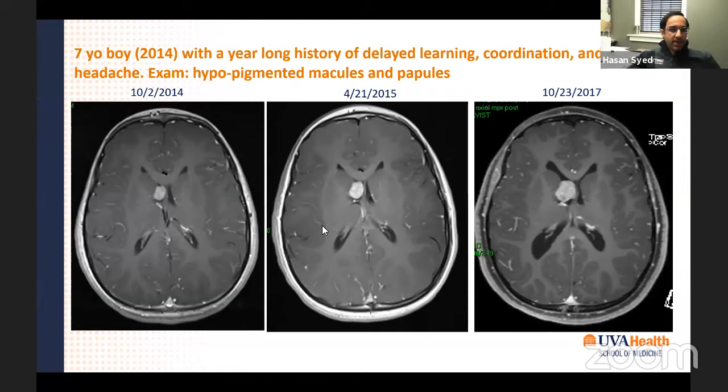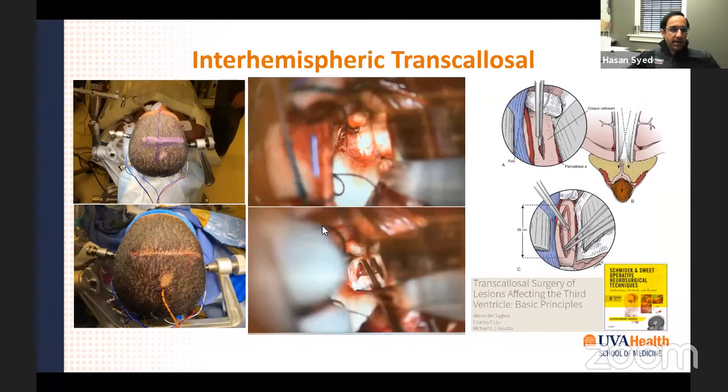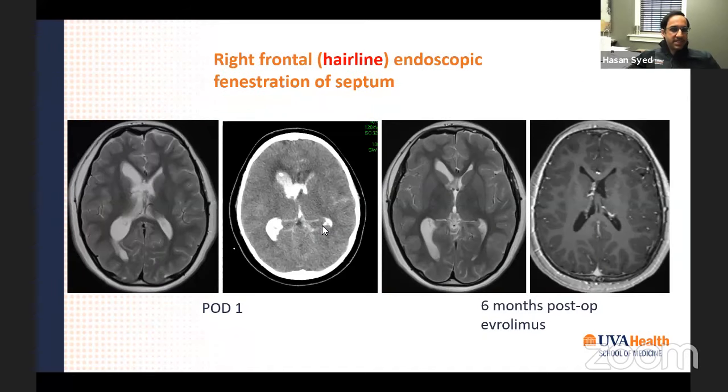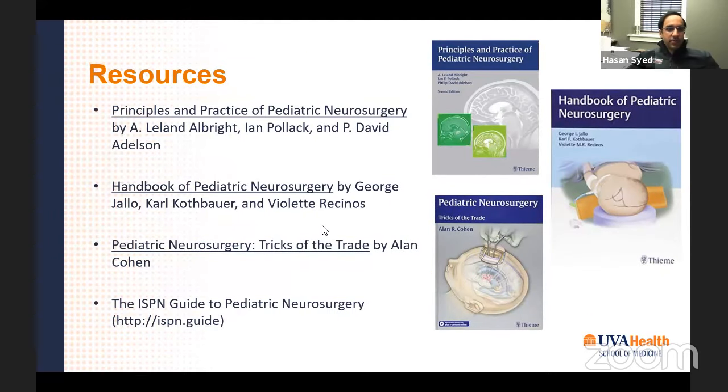For the interest of time, I'll skip this case. But just to bring up the point of the CT with contrast, for me, I use this in difficult cases to confirm whether communication between ventricles exists, or if there are intracranial cysts, to see if a surgical intervention that we've done has helped. So that's important too.